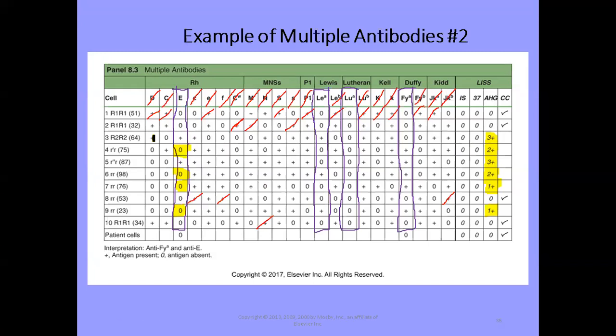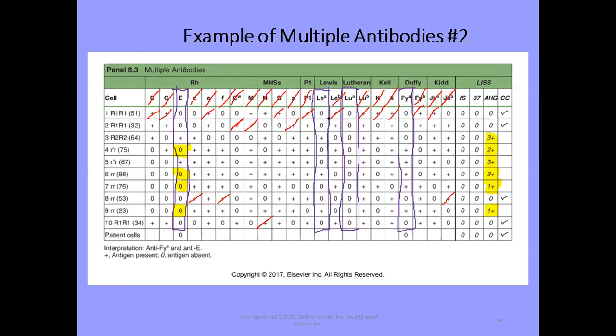So let's take a peek at our other ones. So Lewis, we know, is normally a cold reacting antibody, and so really, we're not going to really worry about the Lewis. It's usually not implicated in transfusion reactions anyway.